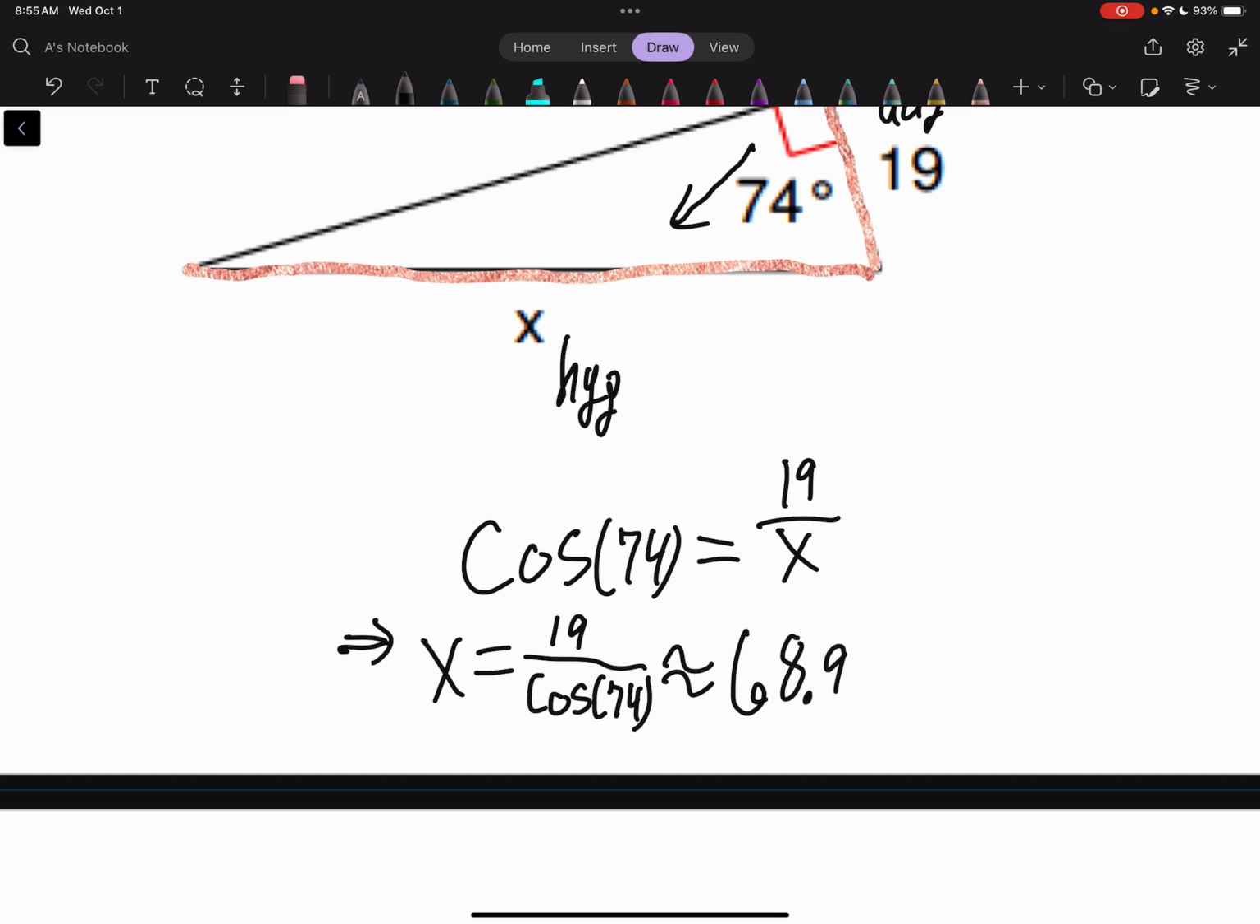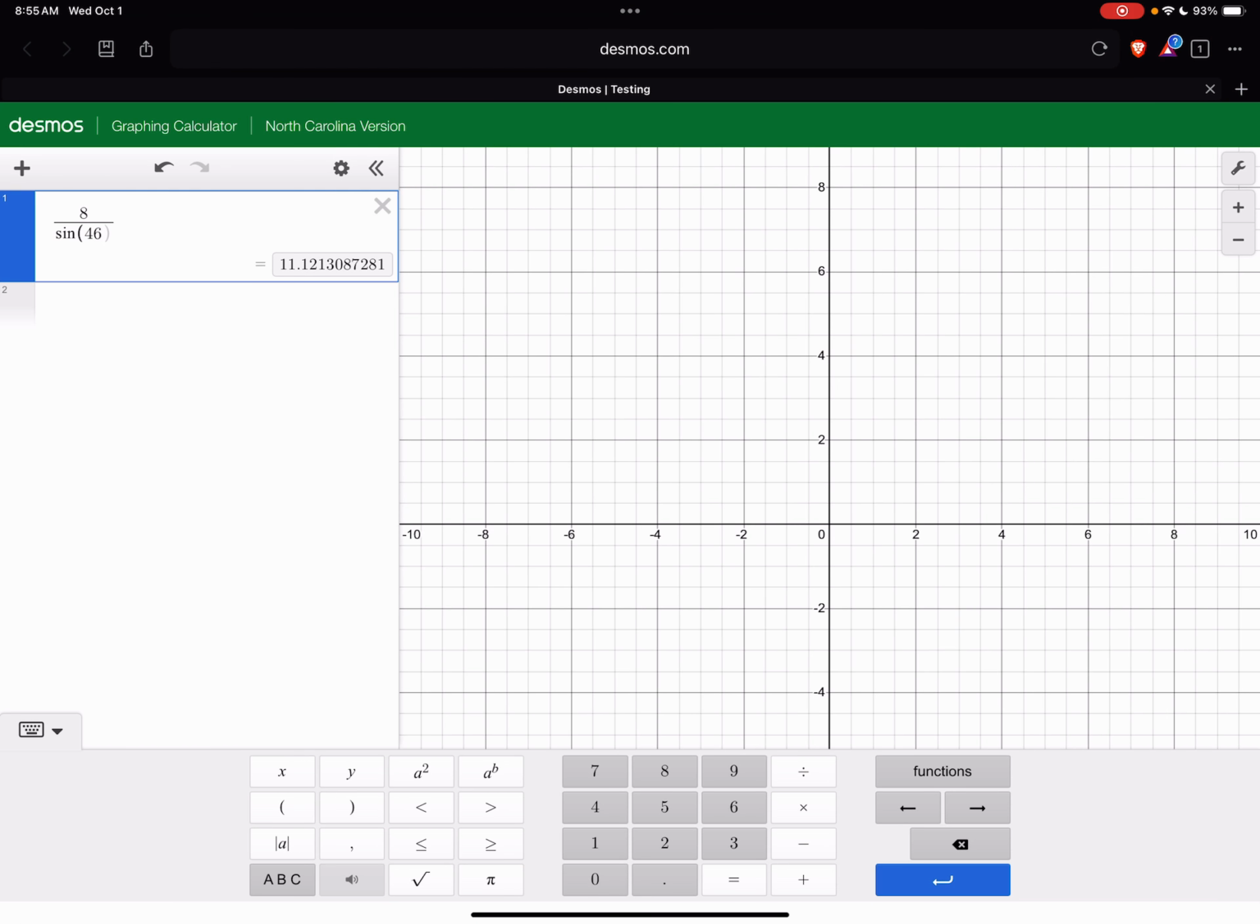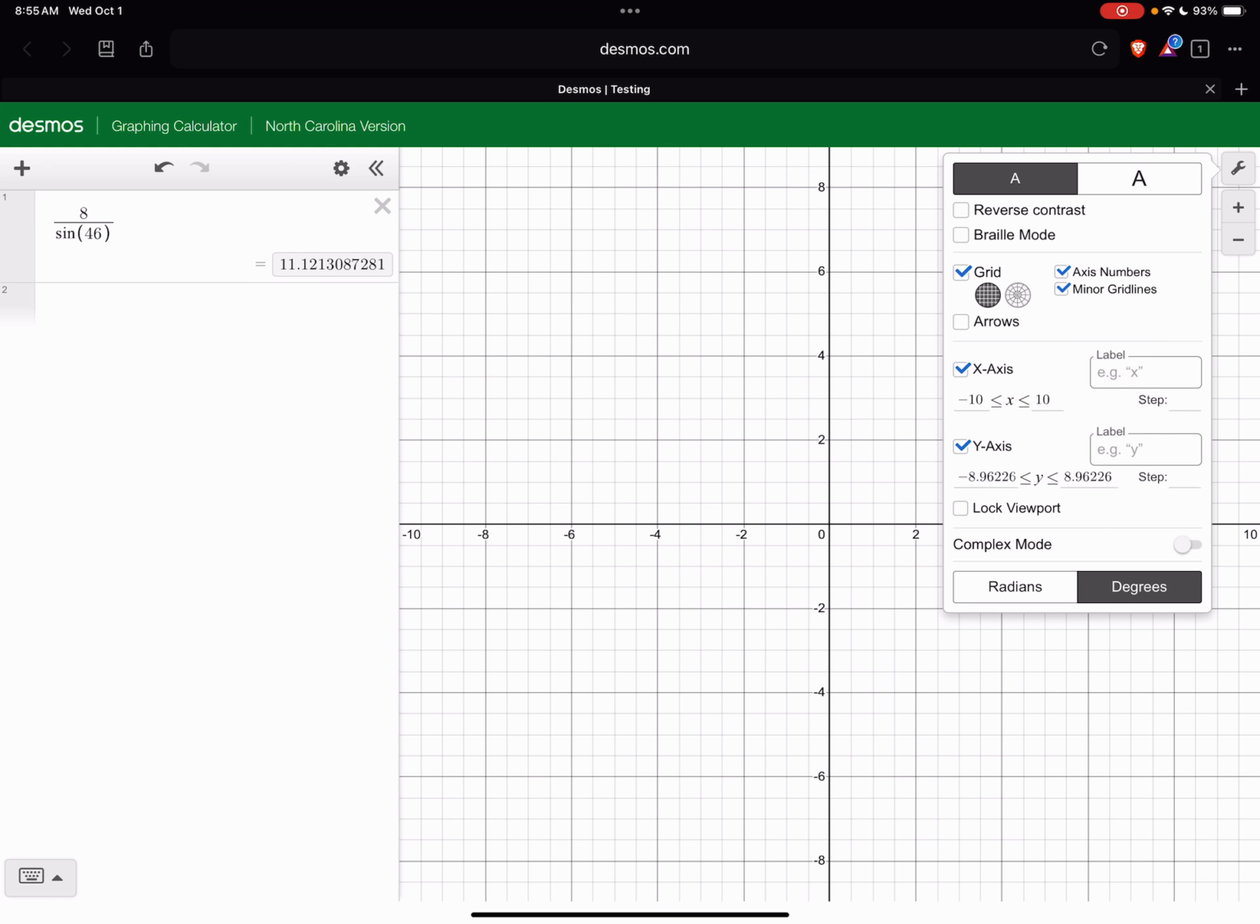Now, something I should have pointed out earlier, by default, your Desmos is set on degrees. We are talking about degrees in this triangle. We do want degrees, but please ensure you're using degrees because if you have it on radians, you get vastly different numbers. For these problems, please ensure it is in degree mode.